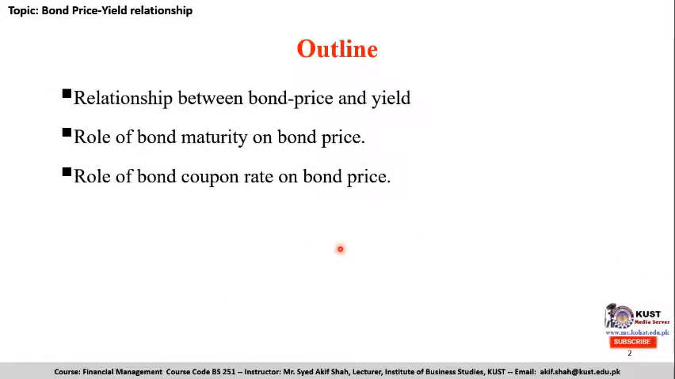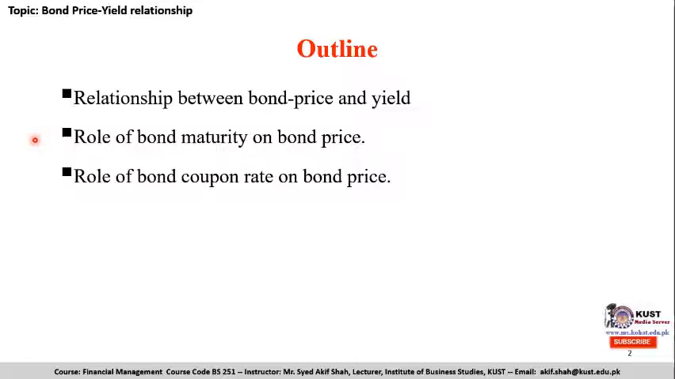The outline of this lecture consists of three main agenda points. The discussion will start with the relationship between the bond price and yield. Let me explain to you that another name for required rate of return in the case under discussion is the yield. So when I am talking about the yield and bond price nexus or relationship, it means that I am looking to discuss the relationship between bond price and the market required rate of return.